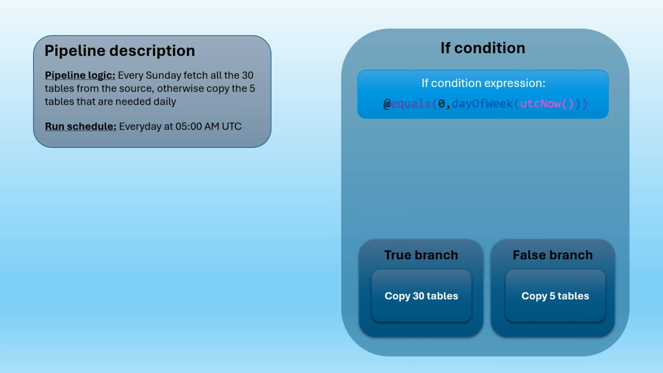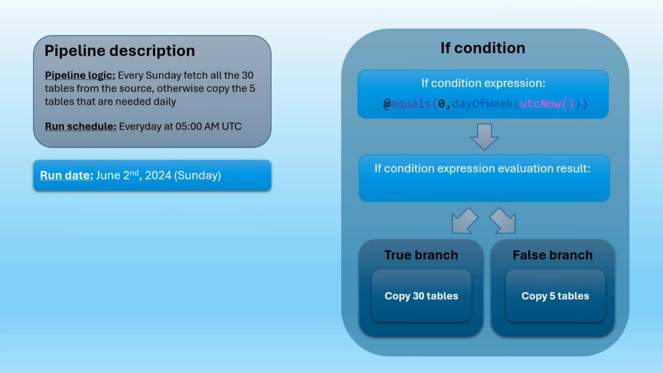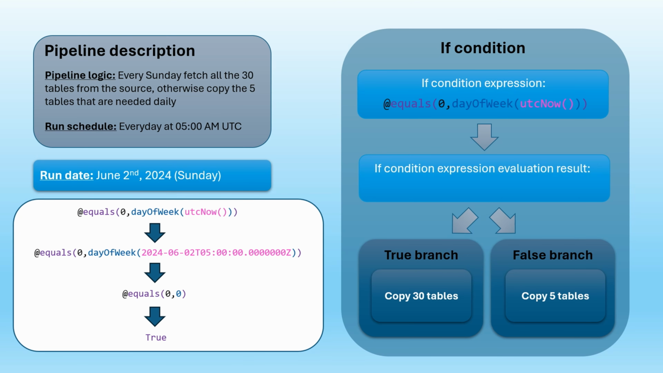But now let's again do an imaginary run of our pipeline for June 2nd, 2024, which happens to be a Sunday. And let's see how our expression would resolve step by step in this situation. First, when we run our expression, the UTC now would resolve to the current timestamp, since it is the innermost function in our expression.